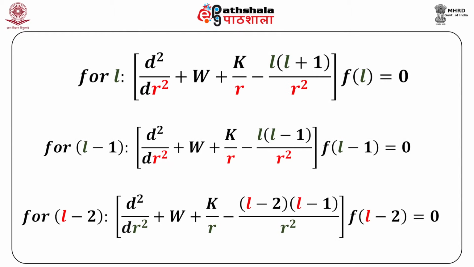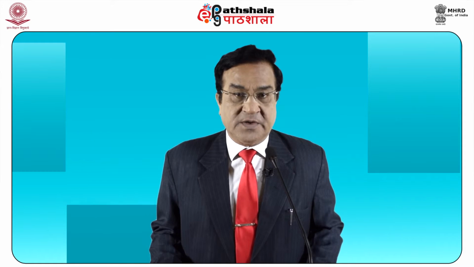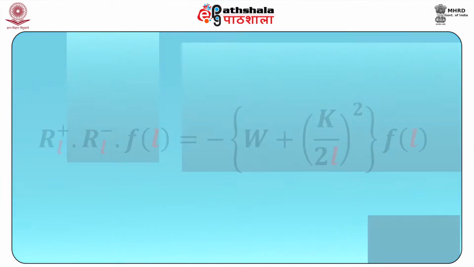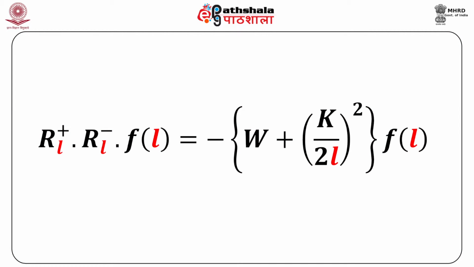And as you can see in this equation, the first part, that is d²/dr² plus W plus K/r minus L(L+1)/r², is equal to 0. We have shown it earlier. Therefore, our equation ultimately reduces to R_L plus R_L minus F_L is equal to minus (W plus (K/2L) whole square) F_L. So this is a very important equation.